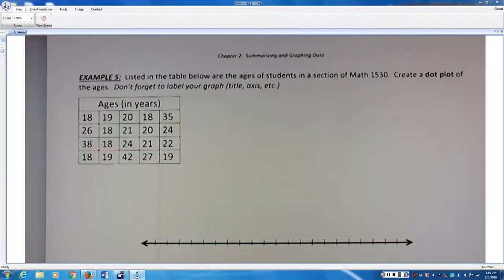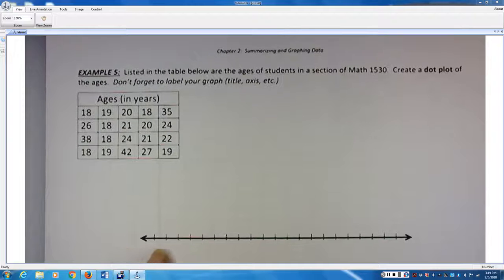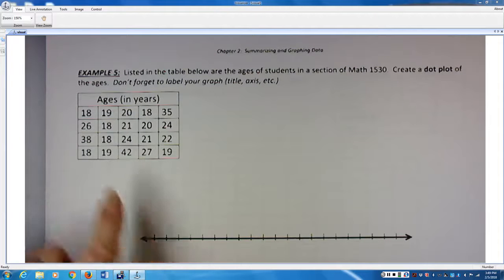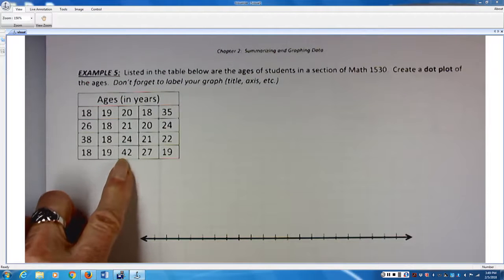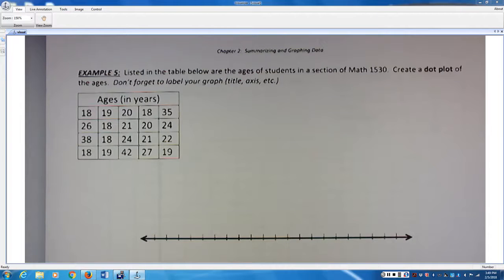Our next one is ages of students in Math 1530. And again, you know, we just look at those numbers, we don't see much. So what we need is, we can analyze, and it'll give us a way to kind of do this a little bit better. If we analyze this and say, okay, who's the youngest person in that group? What's the age of the youngest person in that group? That's the 18-year-old.